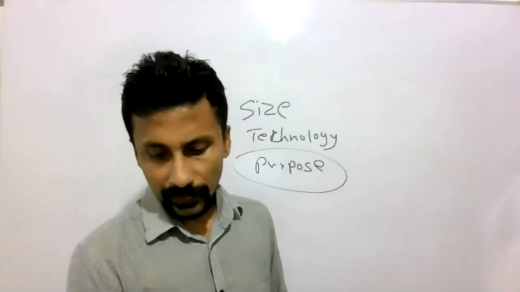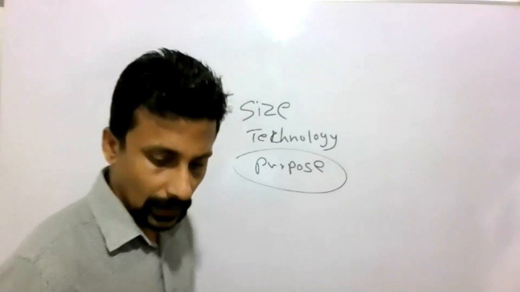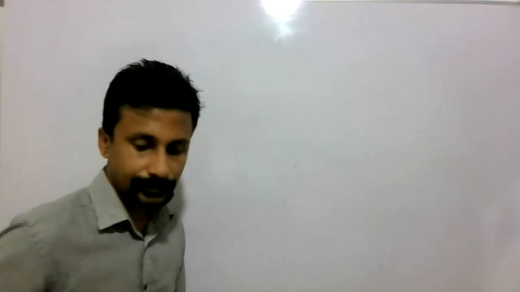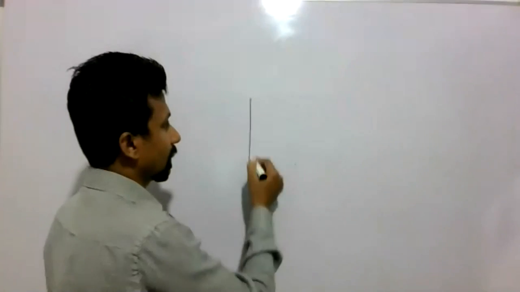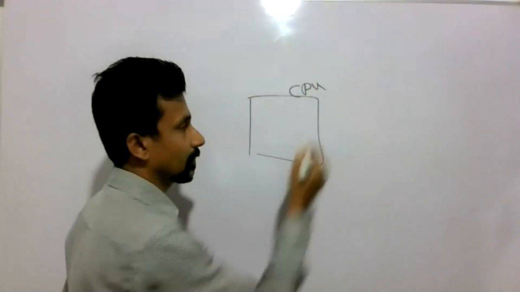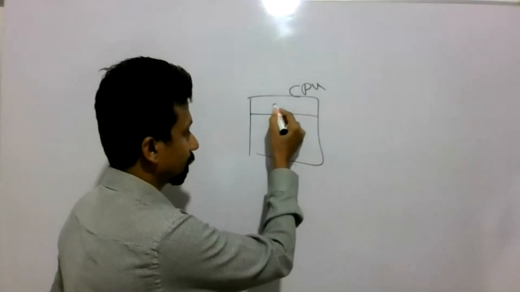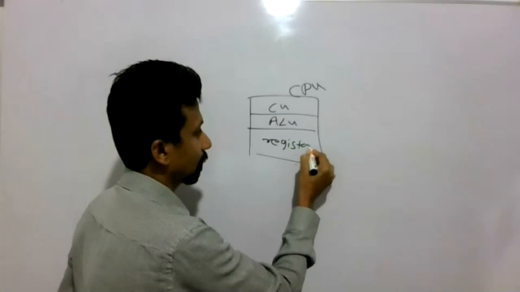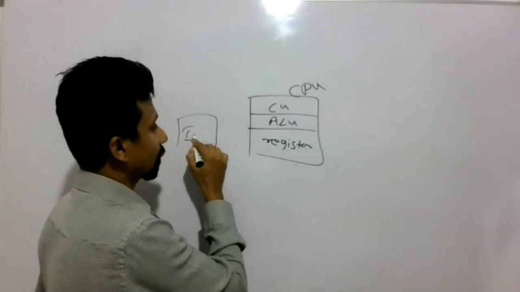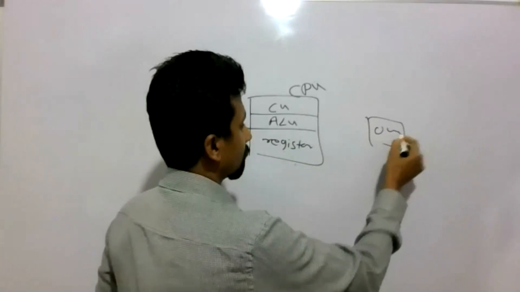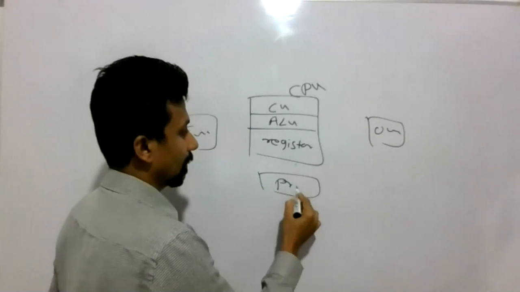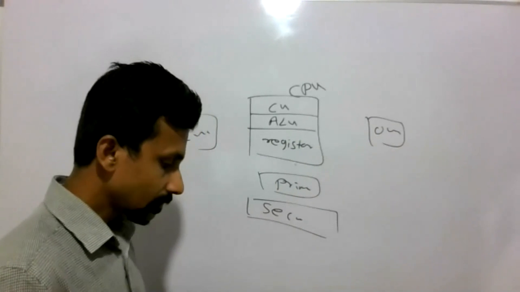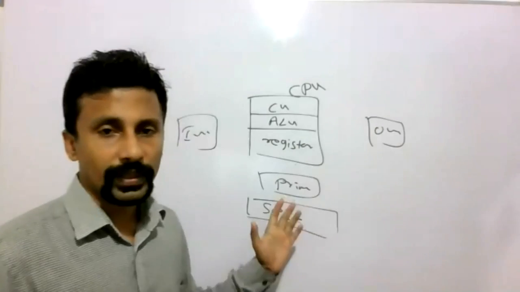Then if you take the architecture of a computer, you have the processor. Inside the processor, I'll tell CPU, central processing unit. Inside that you have the control unit, ALU and registers. These are the three things you have. So input devices from here, then you have output devices, then your memory, primary and what we discussed just now, secondary memory is there. So those are connected together.